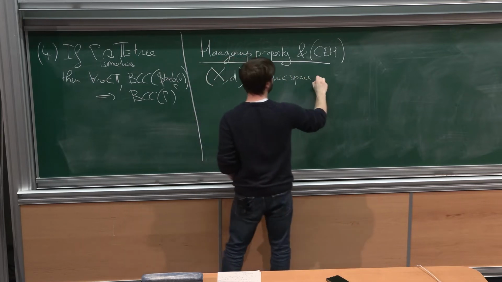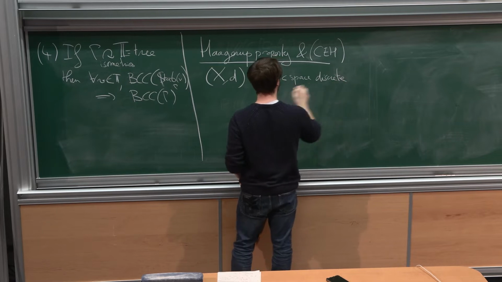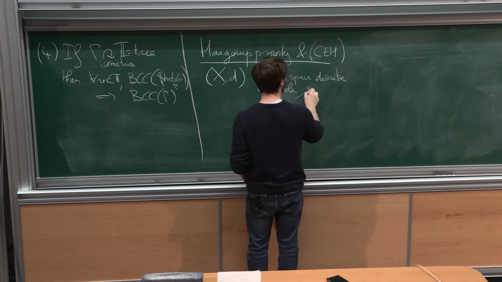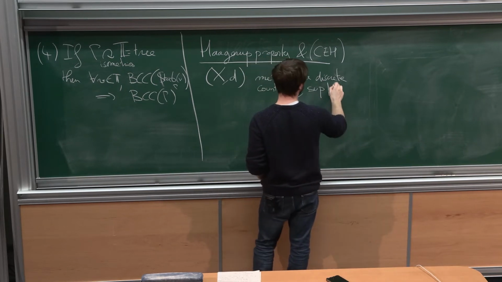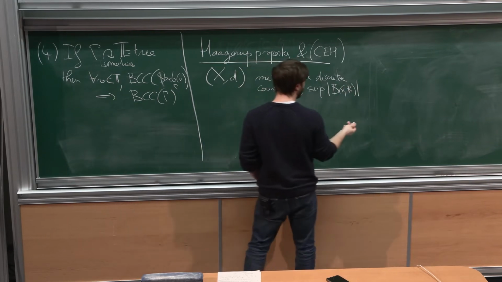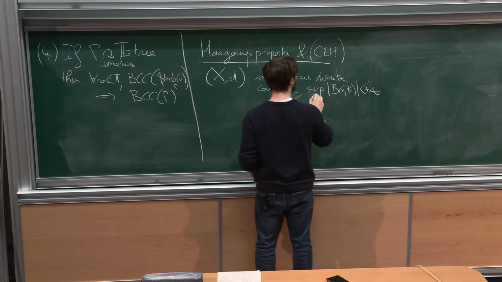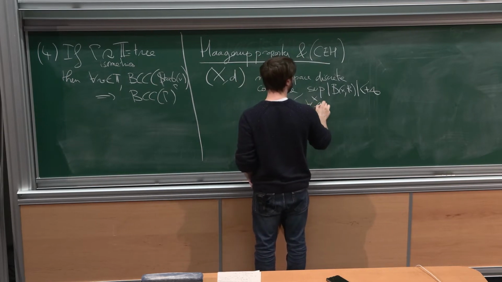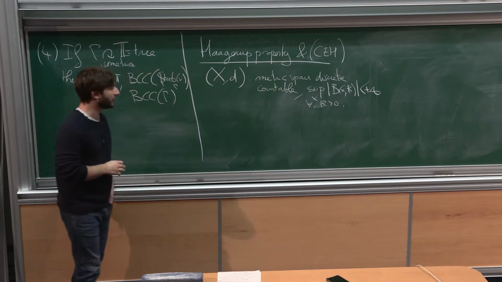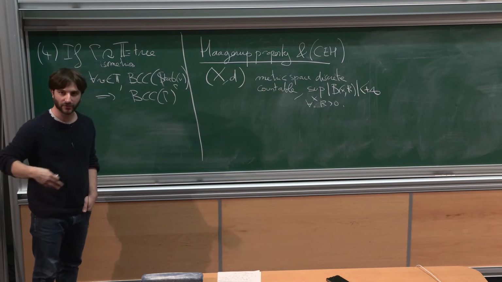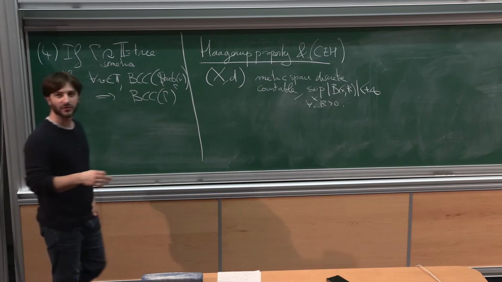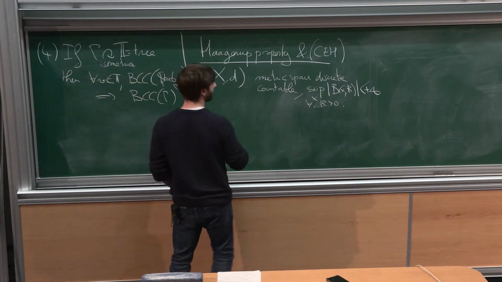I will take it to be discrete, countable, and of bounded geometry. So think of it as a little bit more than locally finite. It means that the cardinality of the ball is uniformly bounded, for every R. So think of a graph, a regular graph: every vertex has at most D neighbors, for D fixed.